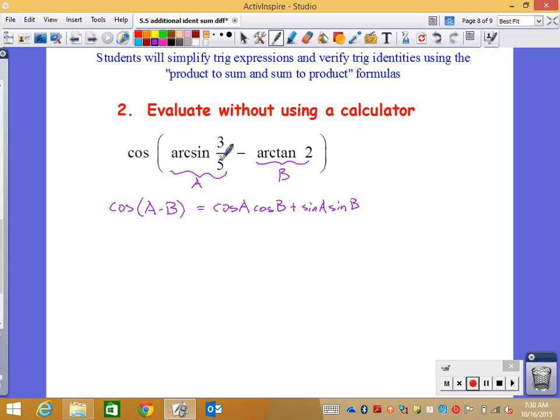So we're going to use this arcsine of 3 over 5 and this arctan of 2 to set up some triangles. Let's draw a triangle for angle A here. So this is going to be my angle A. And since it's the arcsine of 3 over 5, I know that the opposite is 3, and the hypotenuse is 5, which hopefully you can recognize as the x value is going to be 4. Now let's also draw one for B.